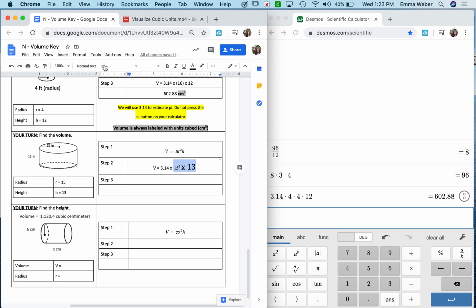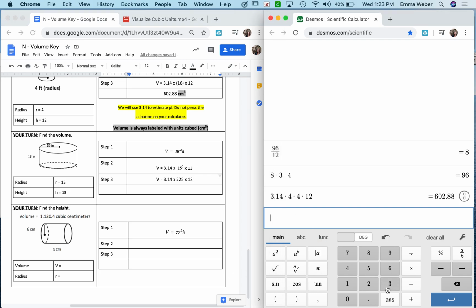And there goes my font again. So let's change that up again just to make it look nice. All right. So now all we have to do is multiply, and we have an exponent. So we have to remember the rules of GEMDAS. So before we can multiply, we have to do our exponent. So I'm going to say 3.14 times, well, 15 squared is 225, and then I multiply that by 13.